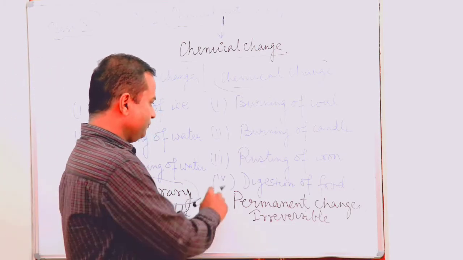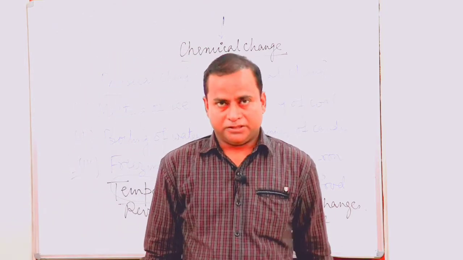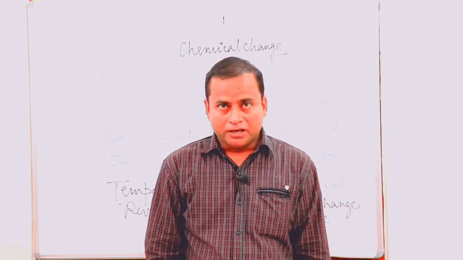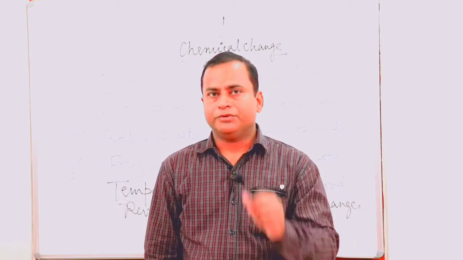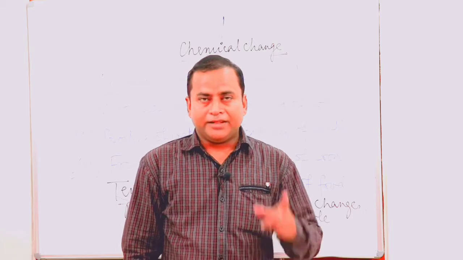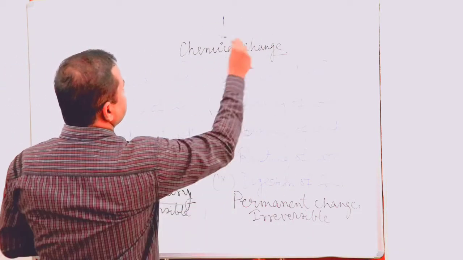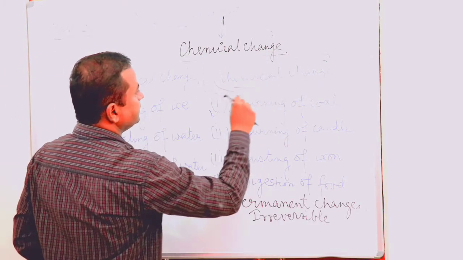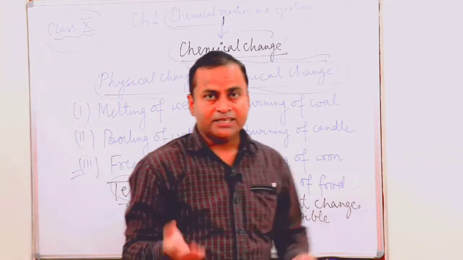But suppose you talk about burning of coal, you take a piece of coal, burn it. Once it is burned, it changes into ash. Now the question is, can you get back the ash into coal again? No. That means these changes are permanent in nature and they are irreversible. So any chemical reaction is also a kind of chemical change. That means in this chapter we are required to think in terms of chemical change. So chemical reaction is a chemical change.